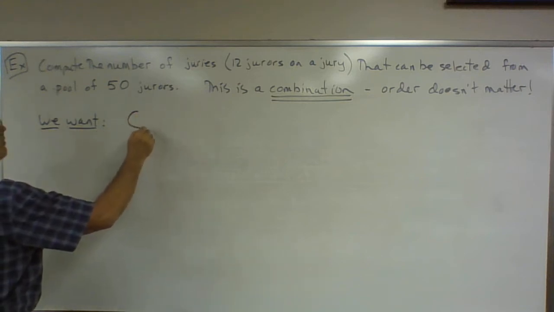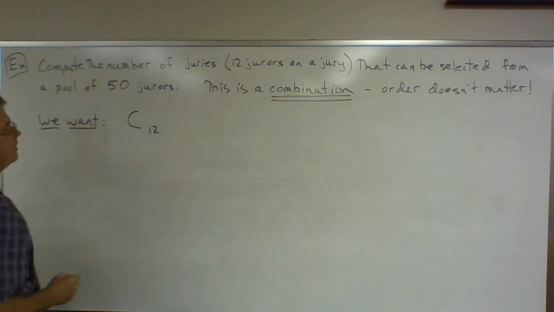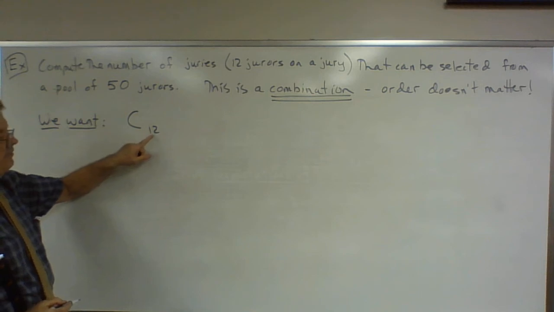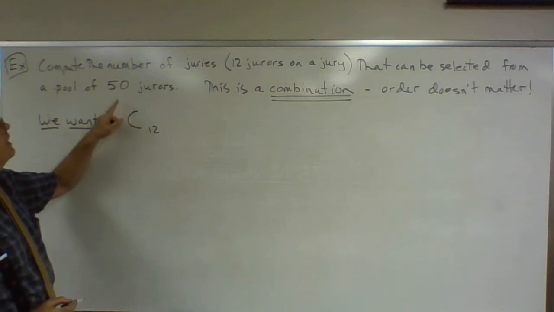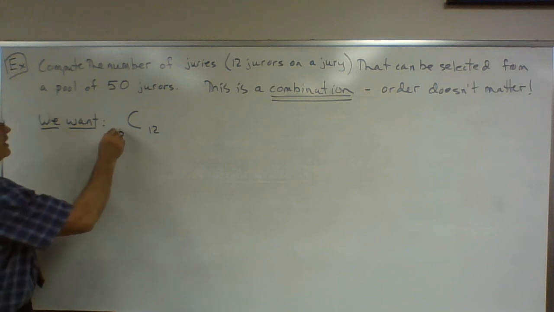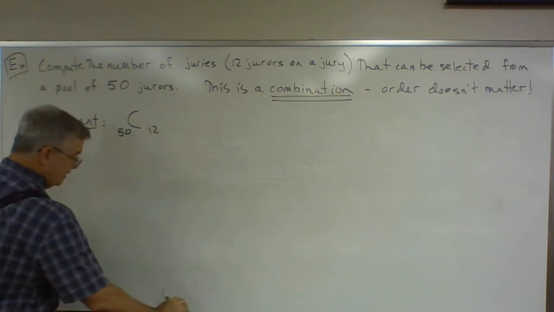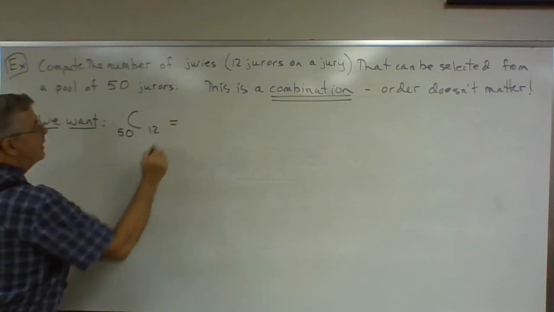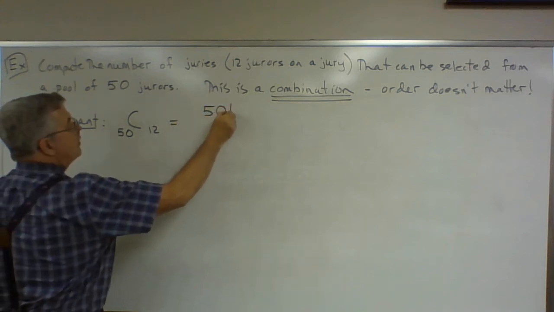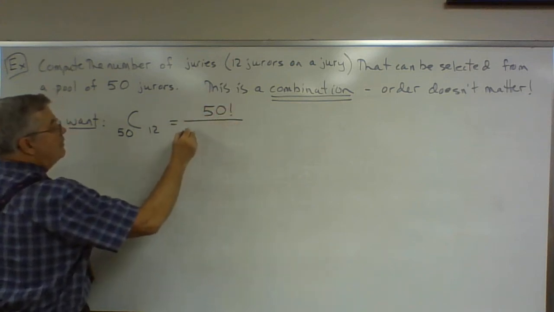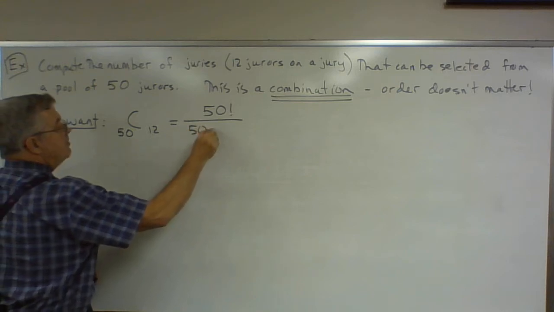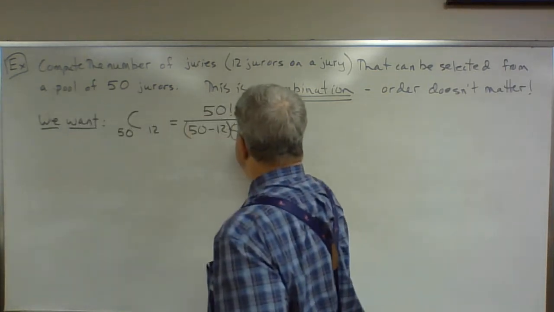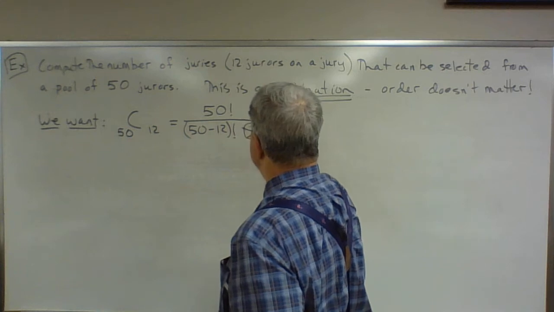So we want the number of ways that 12 jurors, the number of combinations of 12 jurors selected from a set of 50 jurors. And that's going to be 50 factorial over 50 minus 12 factorial times 12 factorial.